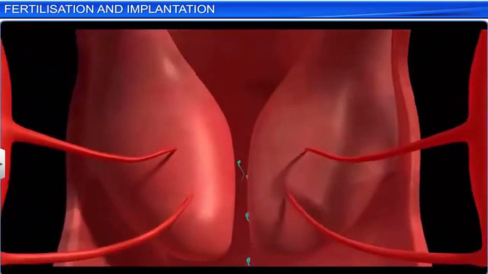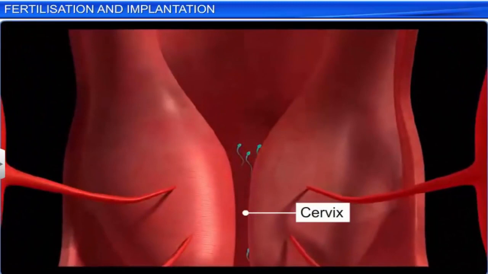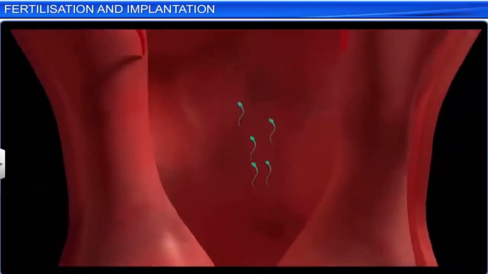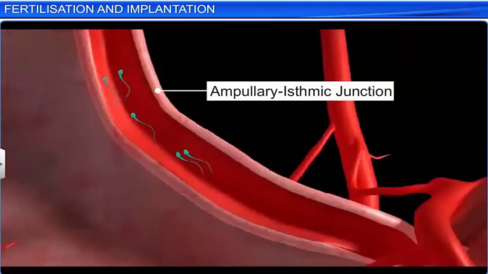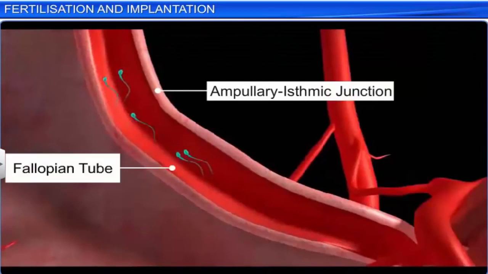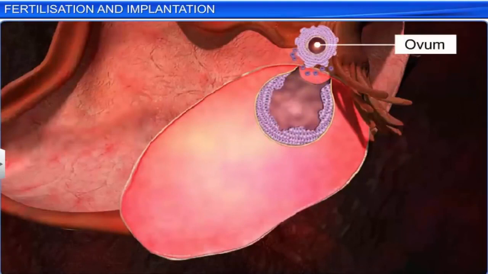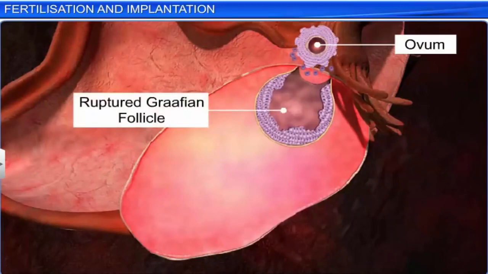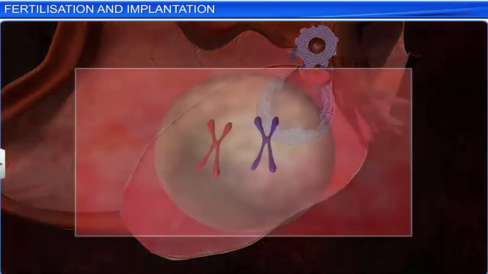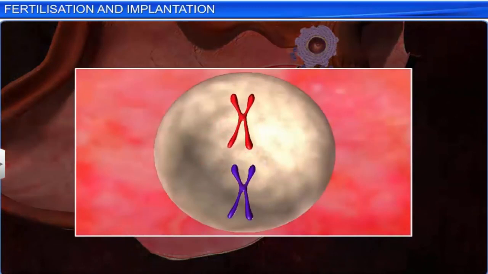These sperms then rapidly move through the cervix, pass through the uterus, and finally reach the ampullary isthmic junction of the fallopian tube. In the meantime, the ovum, after completing the first meiotic division, gets released into the fallopian tube with the rupture of the Graafian follicle. Upon its release, the ovum begins to undergo the second meiotic division. However, the division does not go beyond the first phase.